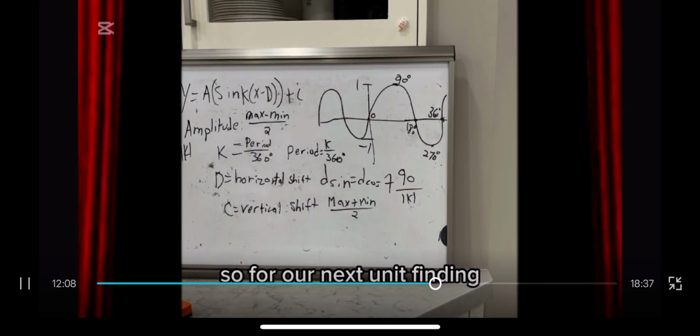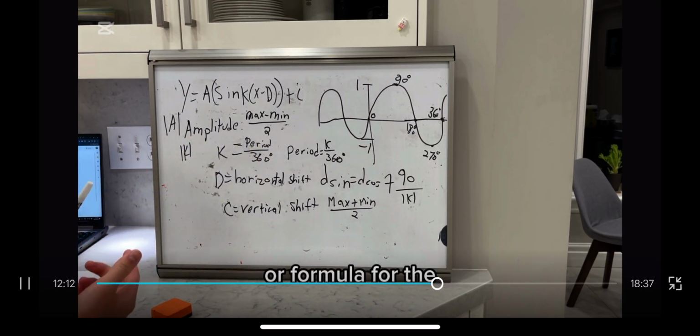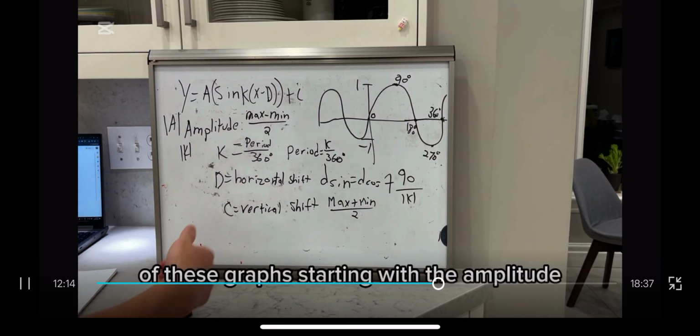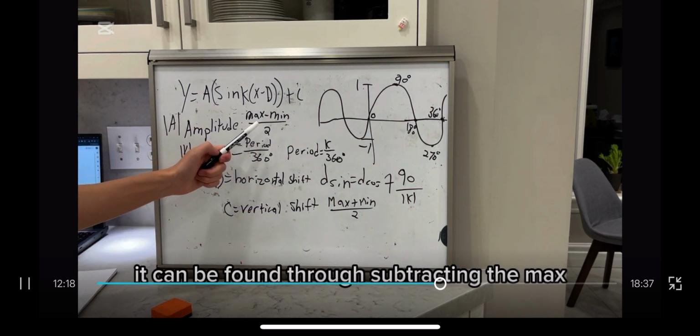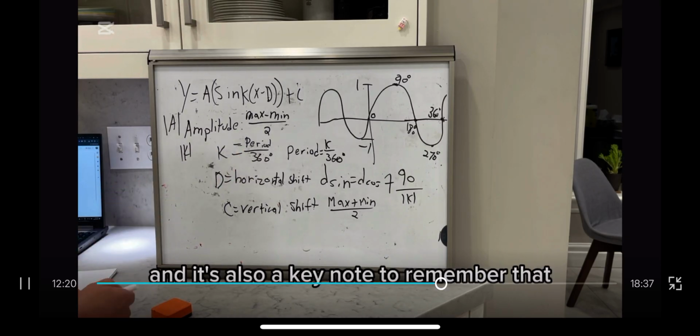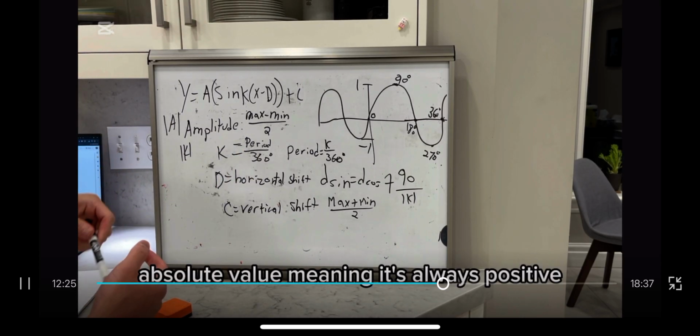So for our next unit, exploring the graphs of sinusoidal functions, this is the general formula for the different functions and transformations of these graphs. Starting with the amplitude, which can be seen as a vertical stretch, it can be found through subtracting the max and the min and then dividing it by 2. And it's also a key note to remember that the amplitude is always absolute value, meaning it's always positive.